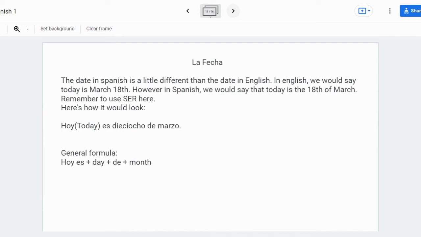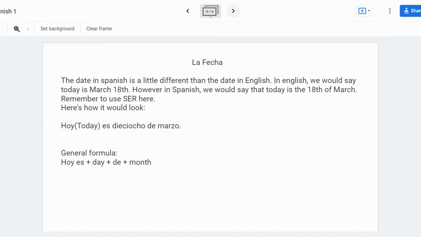Remember to use ser. I'll teach you all the estar stuff later. Just use ser for now. Ser, ser, ser. It only exists right now. Here's how it would look. Hoy es el 18 de marzo. Well, I wrote this on the 18th of March, so I just decided to use the date.